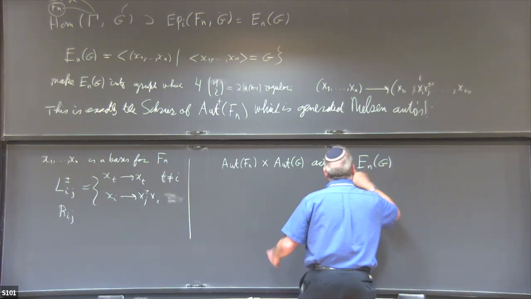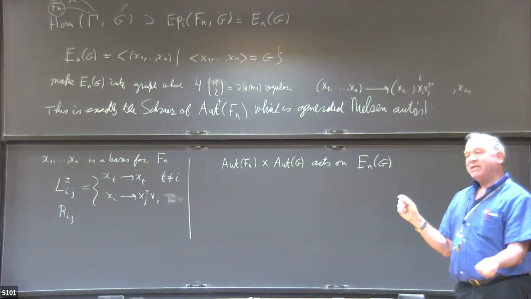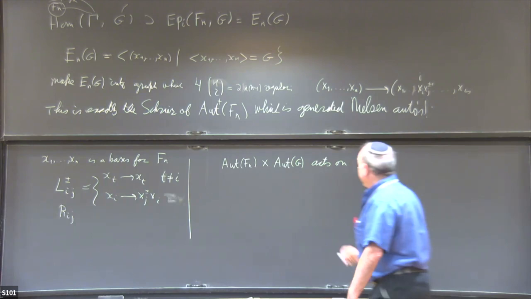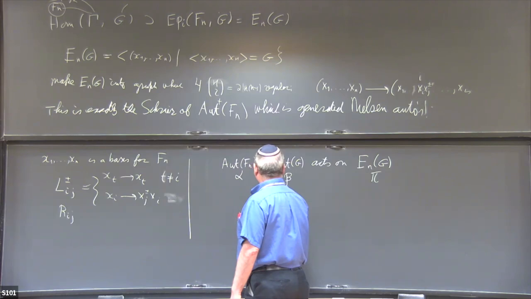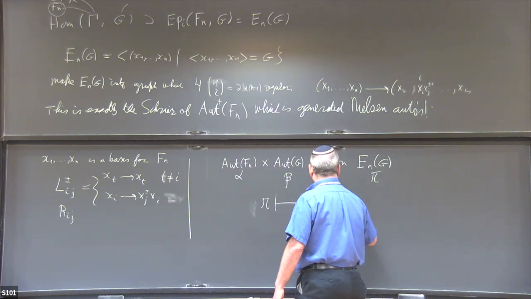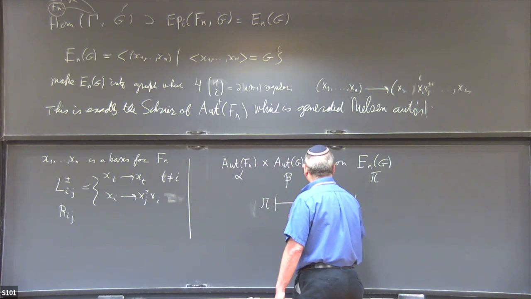So E and G, I want to think of it either as an n-tuple of generators or as an epimorphism from Fn to G. I'm going to identify these two sets. And it acts like that. If you take, say, alpha here and beta here and pi here, then alpha, then pi goes to first alpha, or maybe alpha to the minus one, I'm not sure, and then pi, and then beta. This is the action. Well, that's easy to see.